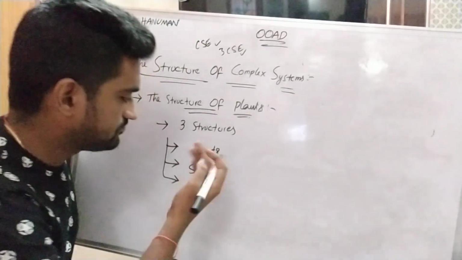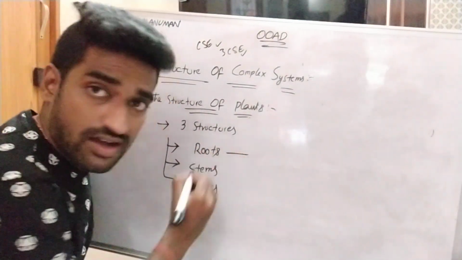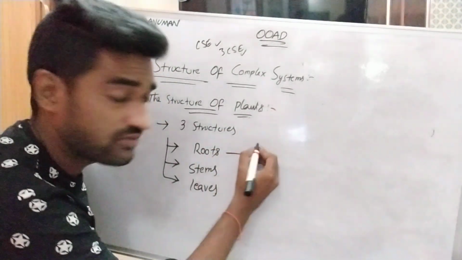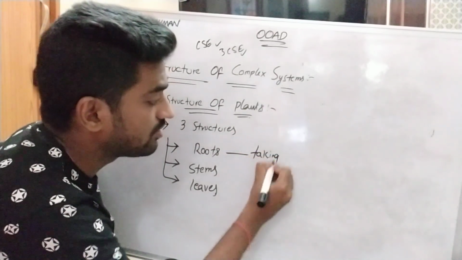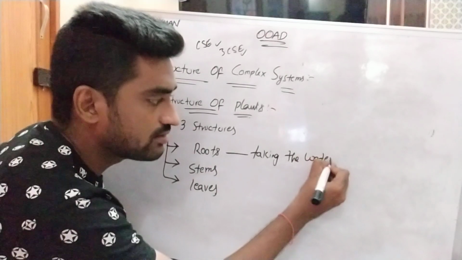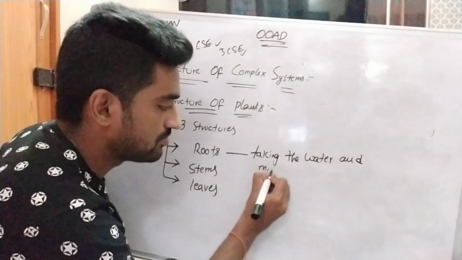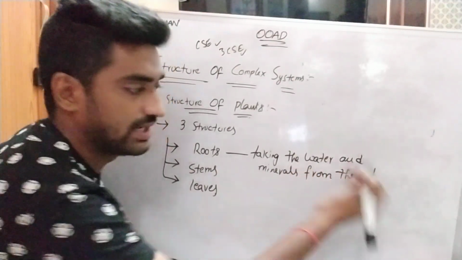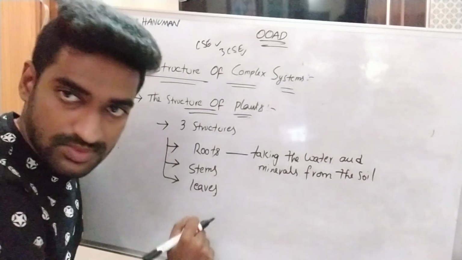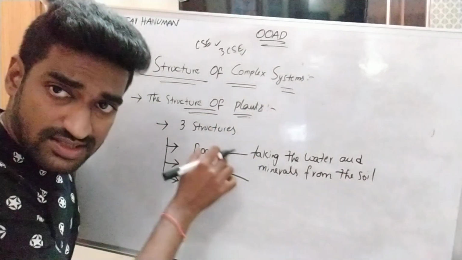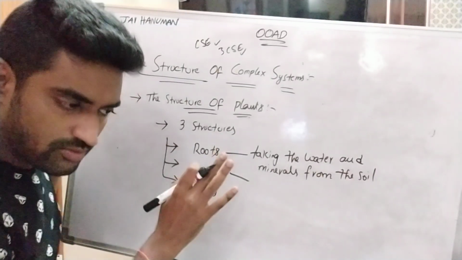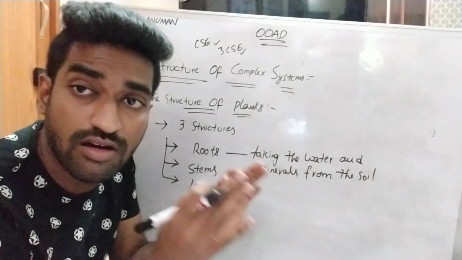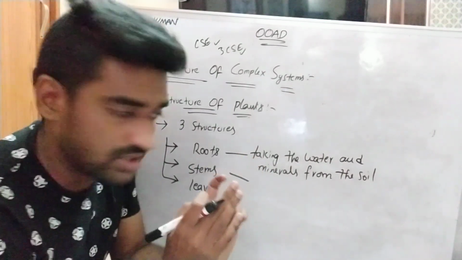Roots are responsible for taking water and minerals from the soil. This is the major responsibility of roots. Coming to the second component or second structure, that is stems. Here we are considering component, structure, system, business, application, all are the same. Remember that one, right? So stems.